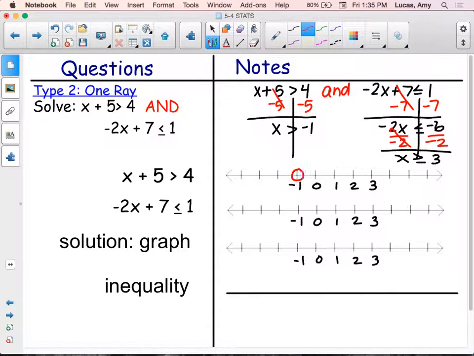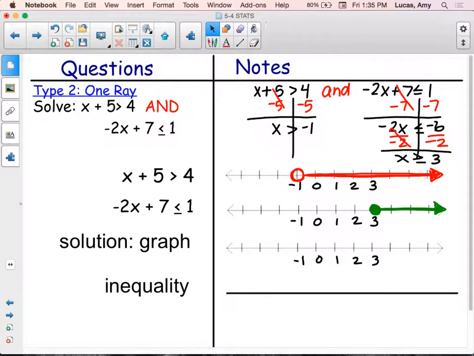The first one is x is greater than -1, so it's an open circle going to the right. My second one is greater than or equal to 3, so it's a closed circle and it's also going to the right. So this one is different from my last one. In my last one, the rays were not going in the same direction. So what happens when we intersect these?